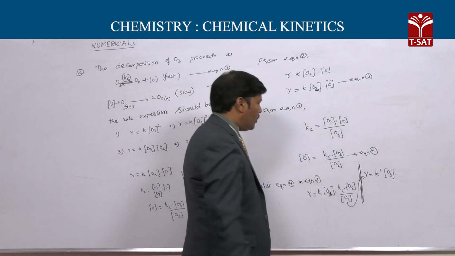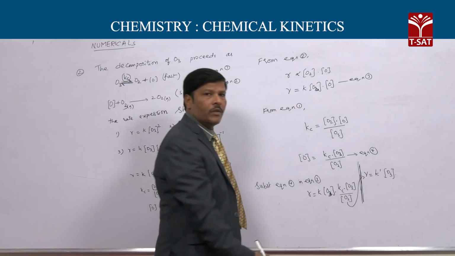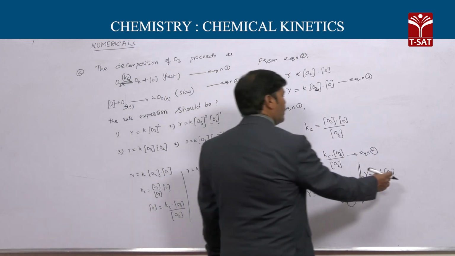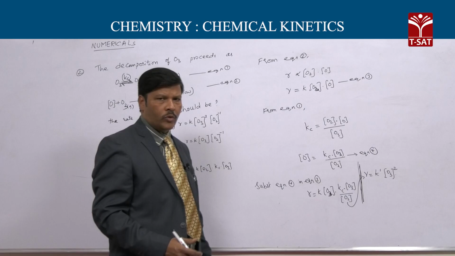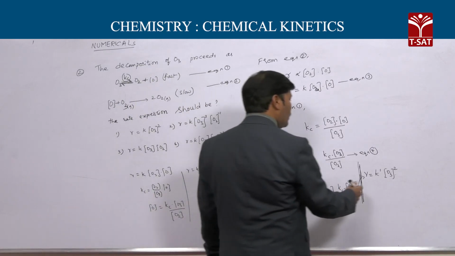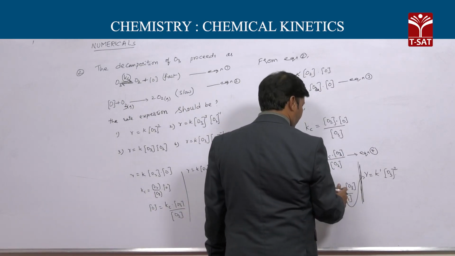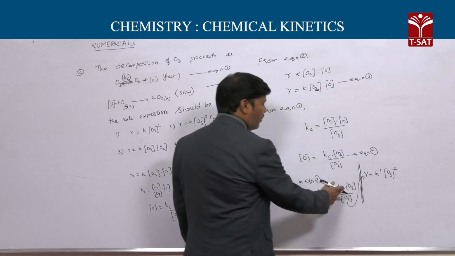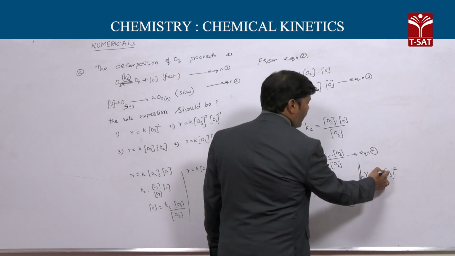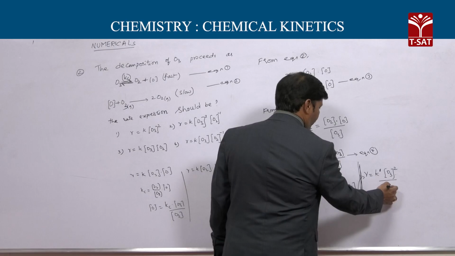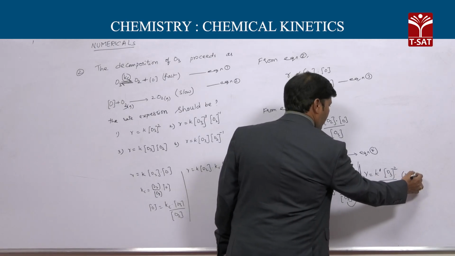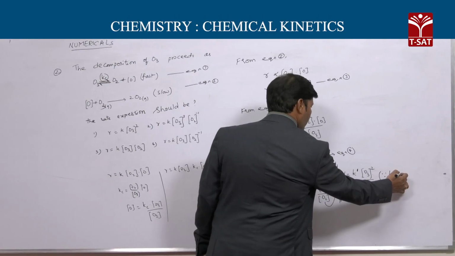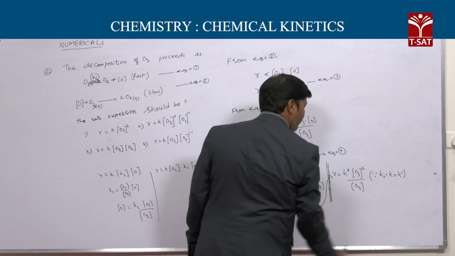So rate of reaction is equal to concentration of O3 into concentration of O3, which becomes concentration of O3 squared, concentration of ozone to the power of 2, into this Kc. And K, the equilibrium constant and rate constant together, is given by K dash divided by concentration of O2. Since here I can write that equilibrium constant into rate constant is equal to K dash.